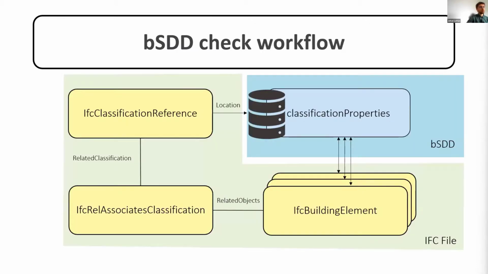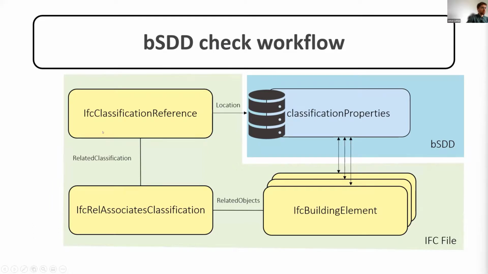So it works as follows. First, on the bottom left, the check program works as follows. You iterate through the IFC classification instances, and for each of these classification instances, you have related objects and you have a classification reference.